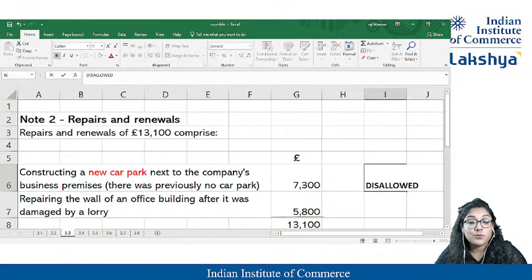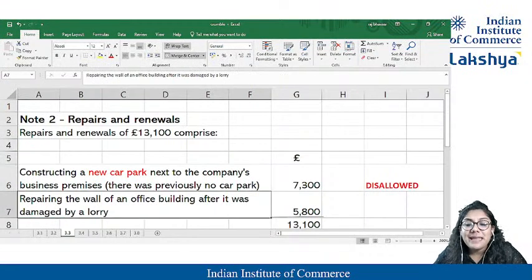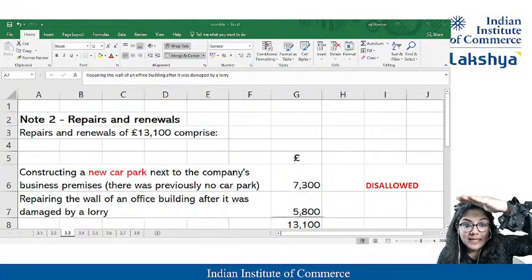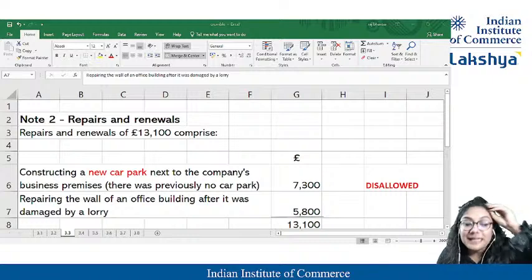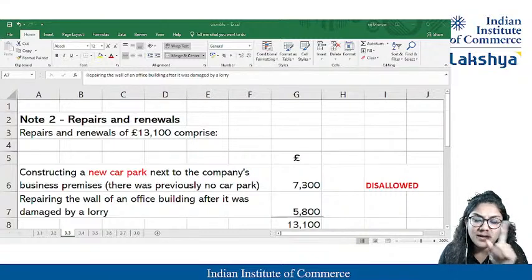So we are supposed to add it back. It's disallowed. We need to add it back. Repairing the walls after they were damaged: guys, you remember, things were there. If it is damaged and you are making it correct, it is allowed. That is normal, that is repairs. But these new things you are making are not normal repairs. It is some improvement you are doing.